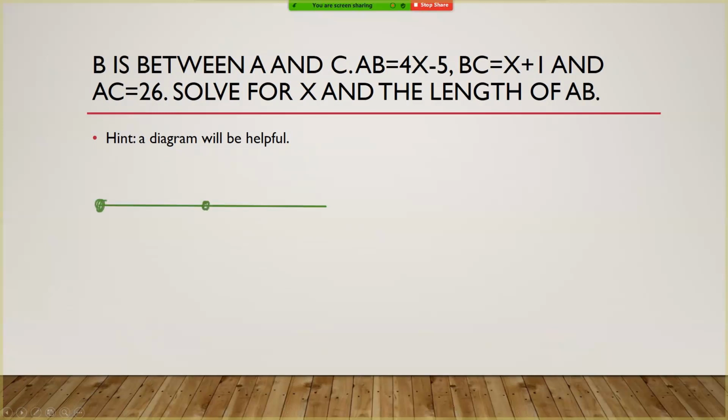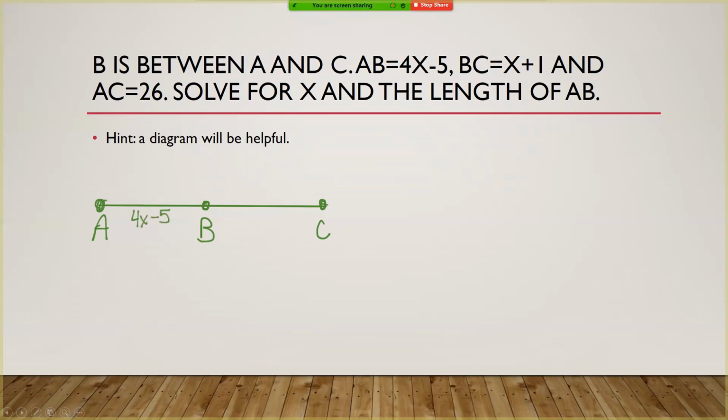So here I've drawn us a diagram. B doesn't necessarily have to be in the middle. It kind of looks like I put it in the middle today, but it doesn't have to be. We weren't told that it was the midpoint, so it's just got to be somewhere in the middle between A and C. Then we do know that AB is equal to 4x minus 5.